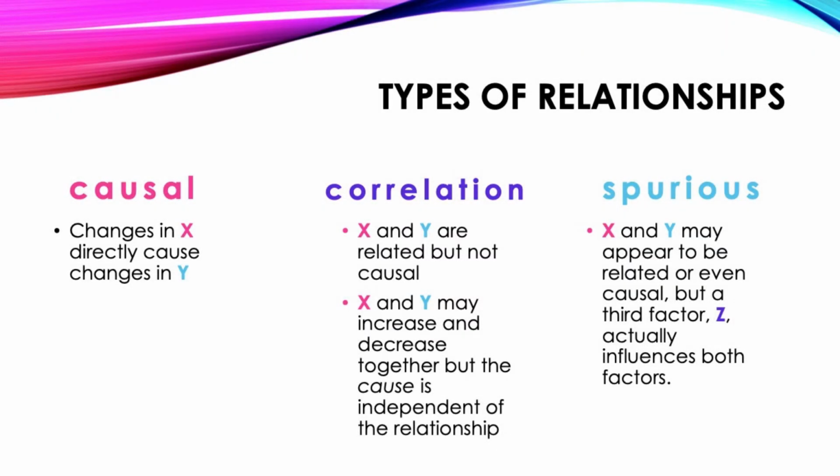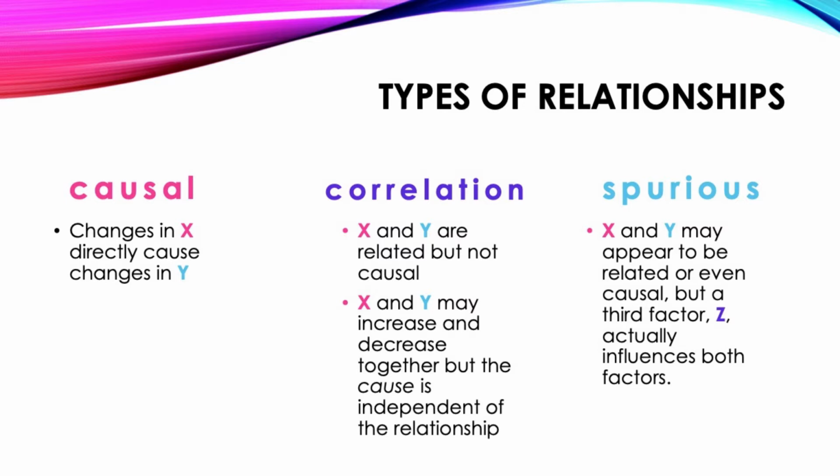So first we have causality, or causal relationships. And these are the traditional hypotheses statements that you've been making all semester. A causal relationship is one that tries to suggest that changes in X, our independent variable, directly cause changes in Y. So causality, very easy to remember. We're suggesting that changes in X cause changes in Y.